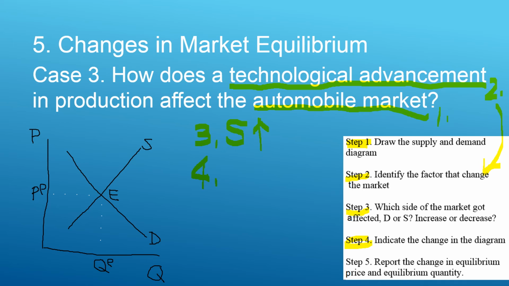Indicate the change in the diagram. Supply increase means what? Means the supply curve shifts. Shift in what direction? Shift to the right, isn't it? Very good. Increase always shifts to the right. So you label this new supply curve and also label the new equilibrium point. So this is your new equilibrium point. And at the new equilibrium point, let's find out where the new equilibrium price and quantity are.